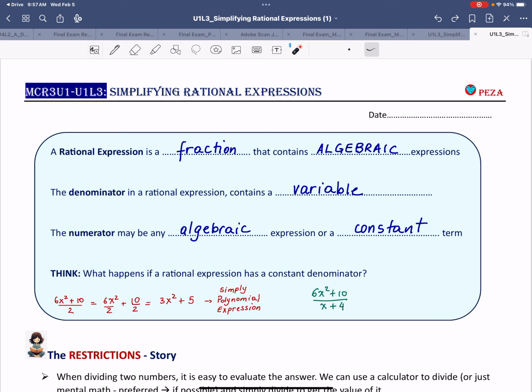On the other hand, if we had an expression such as 6x squared plus 10 divided by x plus 4, then we would say that this is a rational expression because it has an x in the denominator and it does not simplify to any other type of expression. So when we talk about rational expressions, there are a lot of interesting features to discuss. I'm going to start with the restriction story.